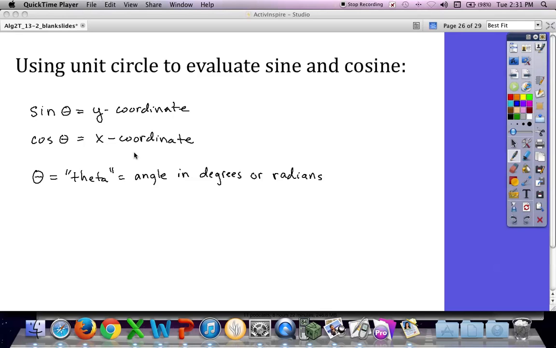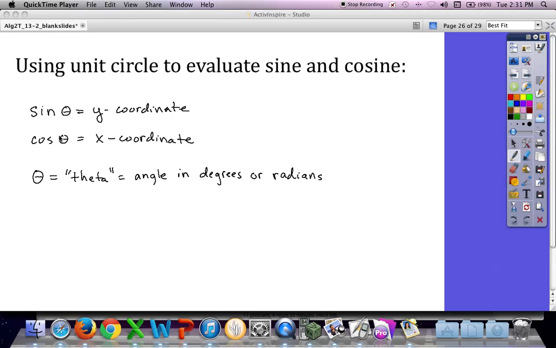Okay. So the sine, abbreviated SIN, but you don't say "sin," okay? It's sine, and the cosine are defined as such. The sine of an angle equals the y-coordinate on the unit circle. The cosine of an angle is the x-coordinate on the unit circle. That's why we needed the coordinates.